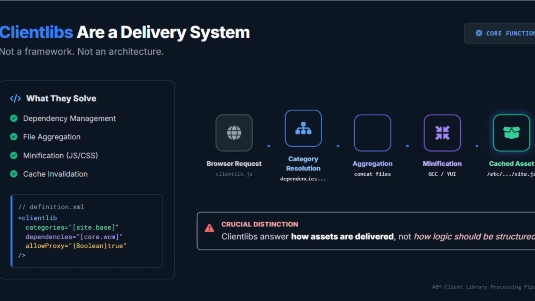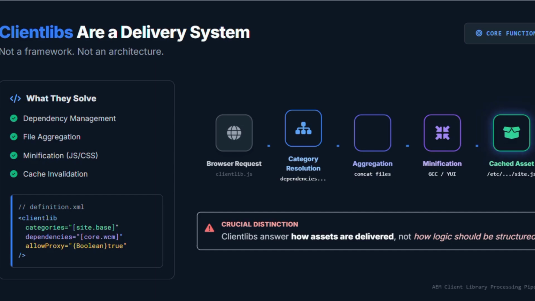Fourth, cache invalidation. Client libs generate versioned URLs so browsers know when to fetch new assets. You change the code, the URL changes, cache is safely busted. This is a delivery concern, purely.